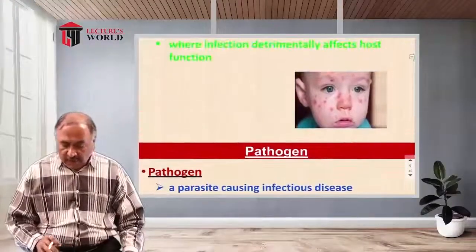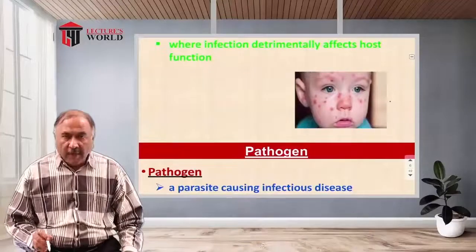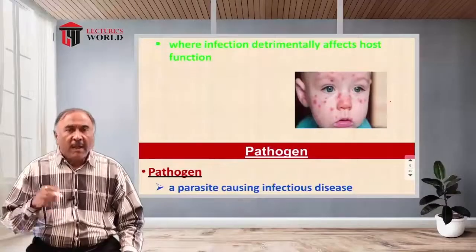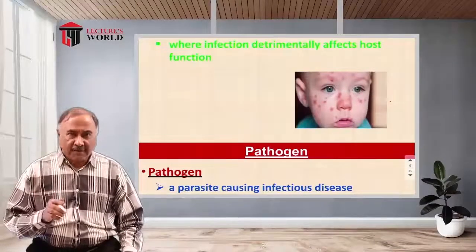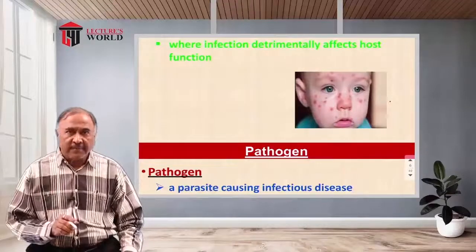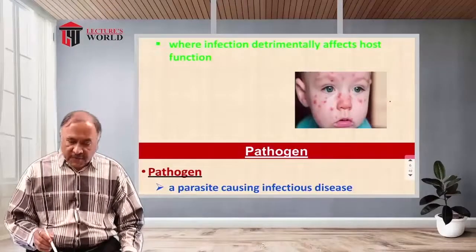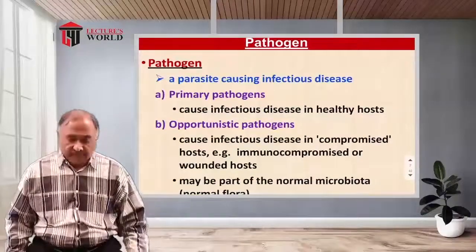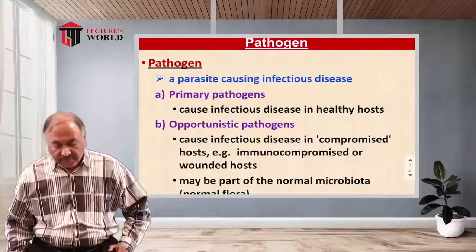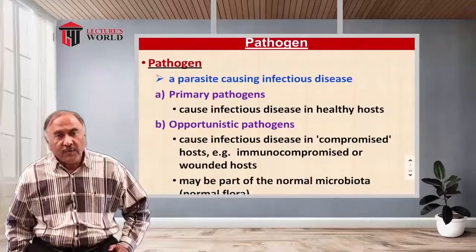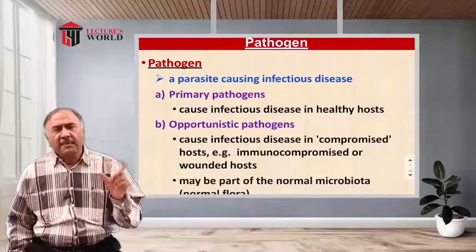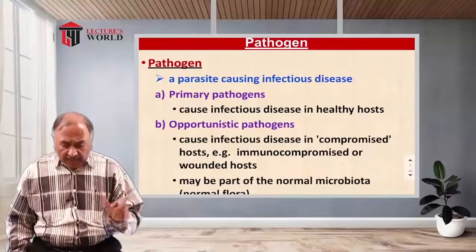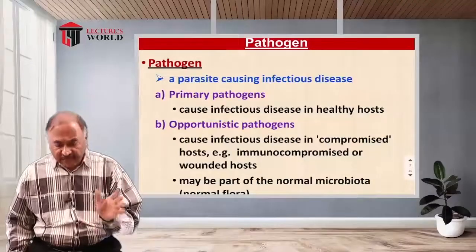As you can see in this photograph, this child has rashes on the surface. It is due to an infection caused by certain microorganisms, and it has been manifested as a kind of disease. Now, what is a pathogen? A pathogen is a parasite causing infectious disease. When we use the word parasite, parasite means something which would damage the host. So a pathogen is a parasite causing infectious disease.